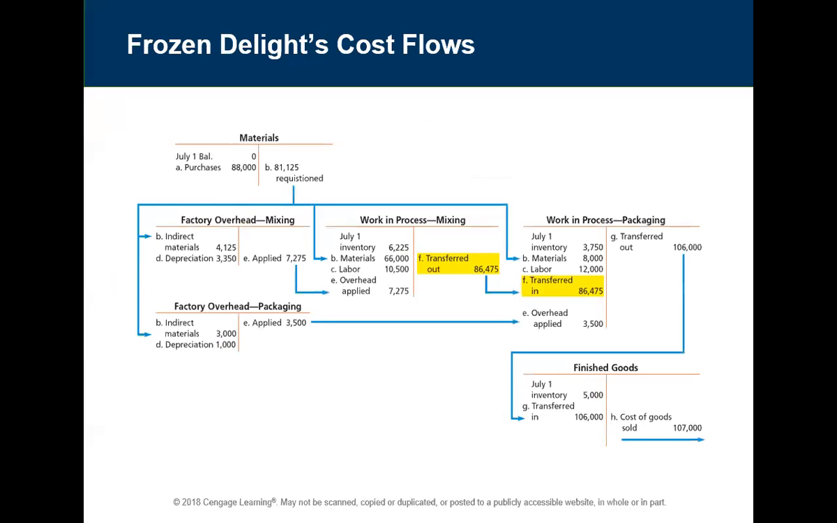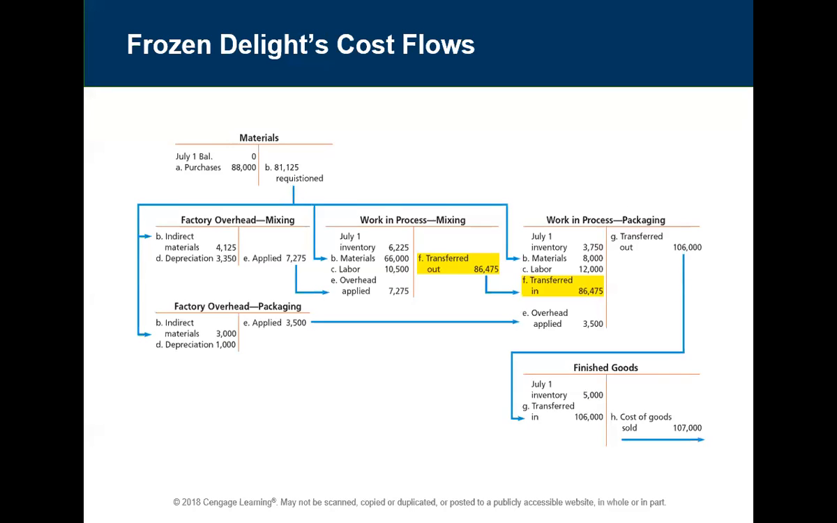And then they give you a nice slide you could always print out for a refresher. But this is what you're seeing, your T accounts. Okay. So here's our materials that we purchased, what was requisitioned. Those requisitioned materials go into mixing and both mixing and packaging. Direct materials went in work in process, indirect got charged to factory overhead. So it's showing you the T accounts of what we just went through.